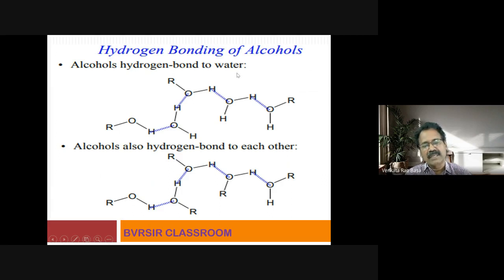Why is it so? Because alcohols have an OH group, which is polar in nature. Water is a polar molecule. Since both of them are polar, there is a possibility of hydrogen bonding. These blue lines correspond to hydrogen bonds. And due to that hydrogen bonding, properties like solubility and boiling point are elevated. Similarly, alcohols also hydrogen bond with each other. Not only with water, they have the ability to form hydrogen bonds among themselves.